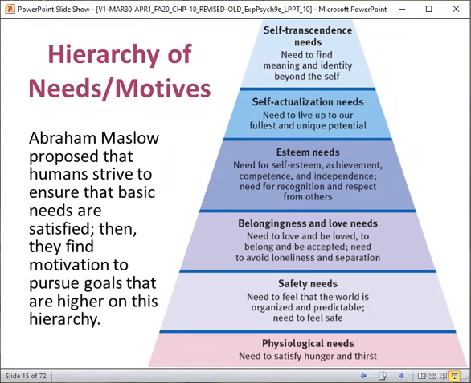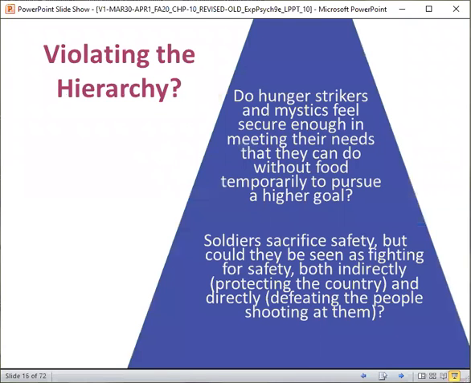Now, obviously, this is not necessarily the way it actually does work, because we do see people violate these needs all the time. For example, soldiers sacrifice their own safety, but could they be seen as fighting for safety, both indirectly protecting their country and directly by defeating the people who are shooting at them? So a soldier that throws themselves on top of a grenade, well, they're totally disallowing their own safety and their own livelihood and physiological needs there, but they're performing a higher goal.